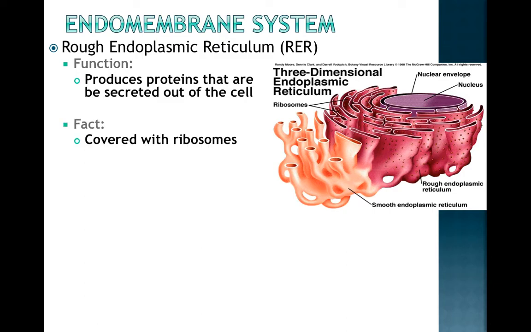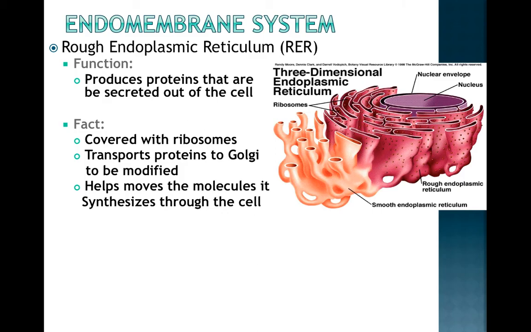Our fact, it's covered in ribosomes. That's why we call it the rough ER. And it's going to help transport the proteins that it makes to the Golgi apparatus, which we'll talk about in just a second. And the Golgi is going to modify them a little bit. Again, we're going to talk about the Golgi in like 2 slides.